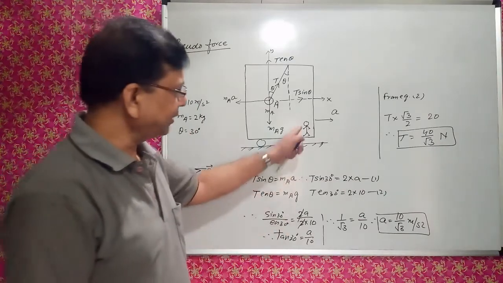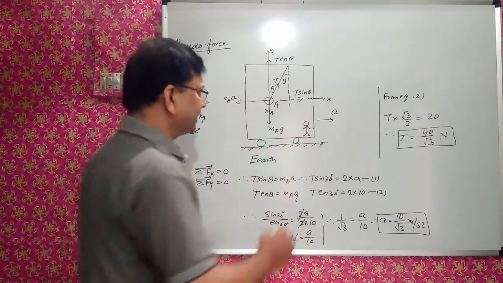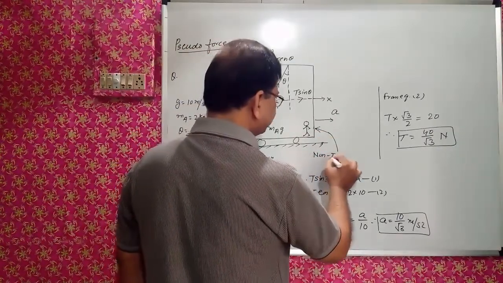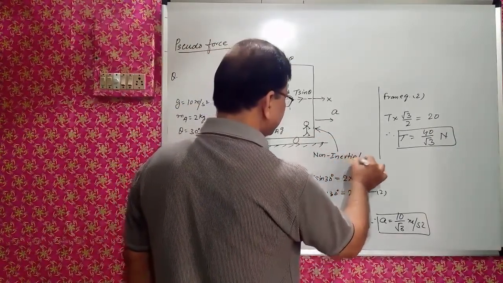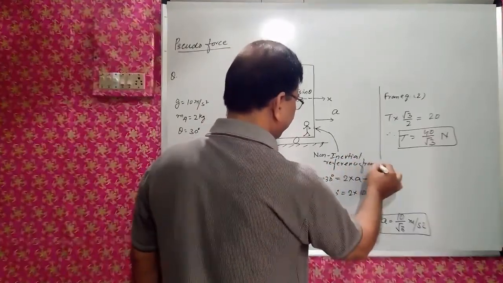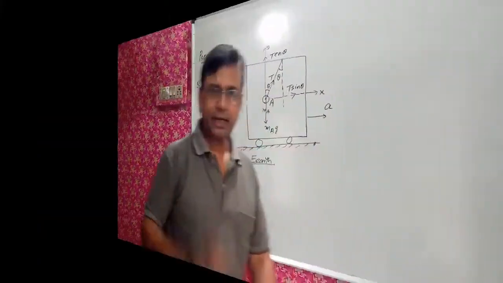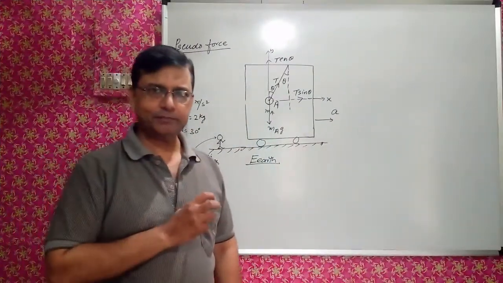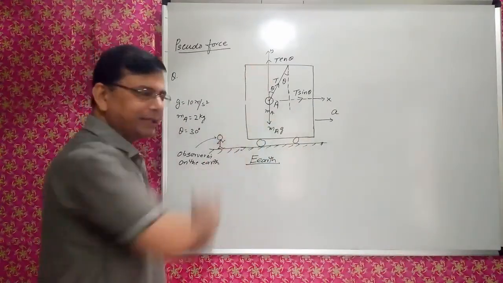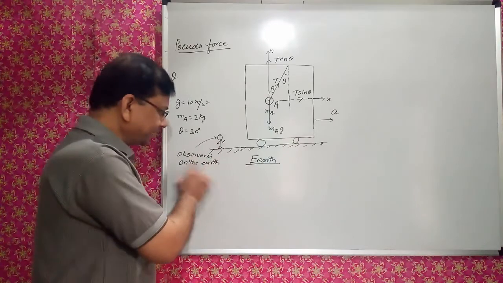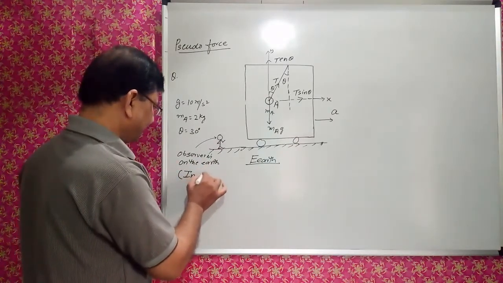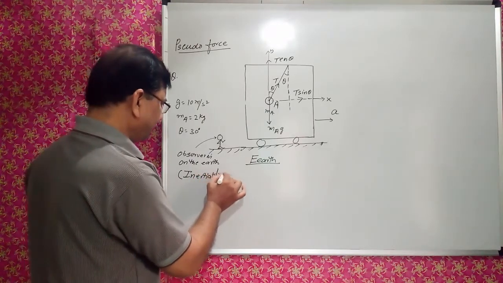Right? Means the observer is in a non-inertial reference frame. Another way of solving this question, when the observer is outside the frame, this is the non-inertial frame, the observer is on the earth, earth is an inertial frame of reference.